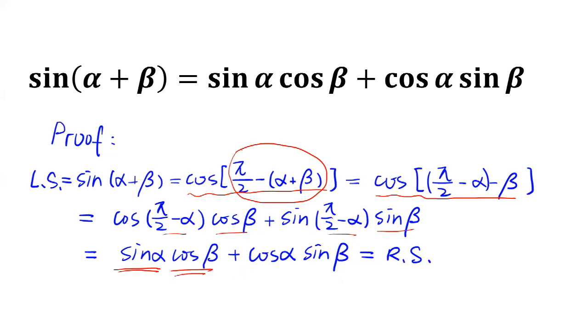And then sine half pi minus alpha is actually cosine alpha, right? This is also according to the co-function identity, and then times sine beta, which is actually the right side, right? So in this way, we have proved that this expression is also a trigonometric identity. Any questions?